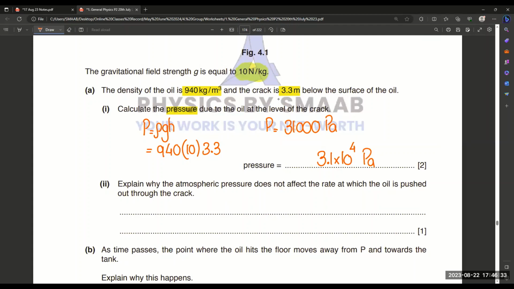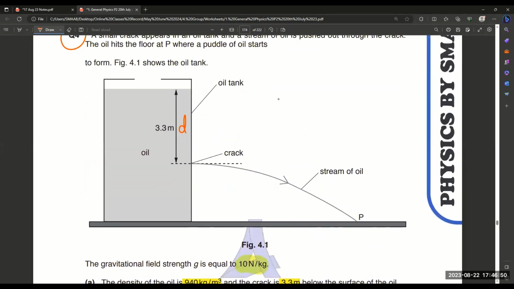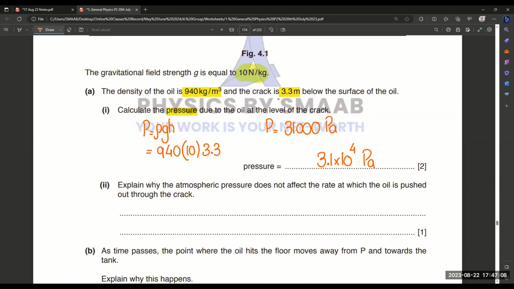Next is: explain why the atmospheric pressure does not affect the rate at which the oil is pushed out through the crack. Last time we discussed that atmospheric pressure continuously applies on each and every body. So when we are talking about the pressure in liquid, this tank is open from the top, right? So you can see that it is open from the top, so pressure can easily be applied on the liquid from the upside. Okay. So they are asking, explain why the atmospheric pressure does not affect the rate at which the oil is pushed out through the crack. So what is the reason?